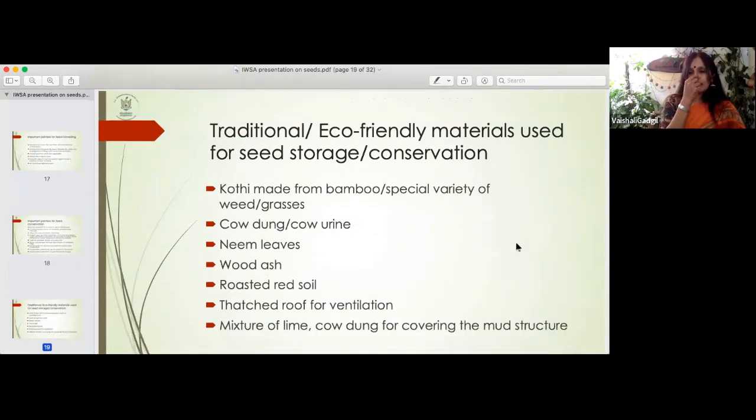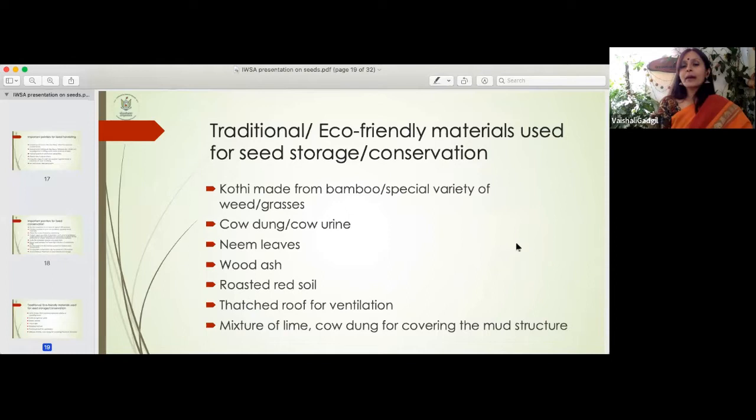Now, the traditional methods of storage and conservation. Depending on how many seeds you have, you can start with a glass jar which is airtight. If you do not have access to mud pots, which are actually the best, the traditional methods which some of our farmers are still using in the tribal belt are like this. I have put some pictures.